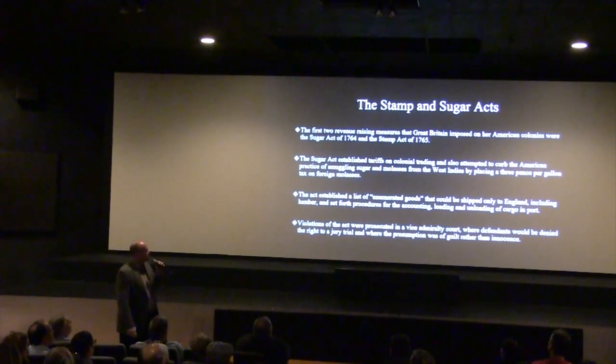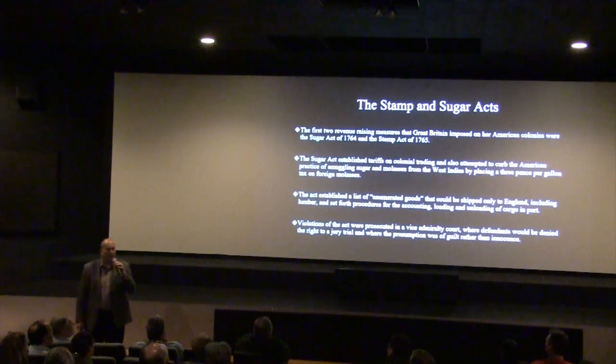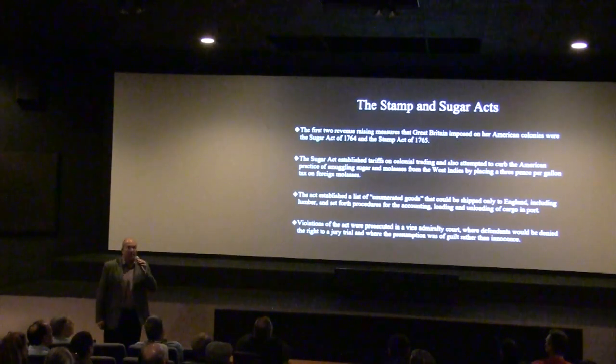Violations of this particular law were prosecuted in a vice admiralty court, not a traditional civil or criminal court from England. So you had two violations right away from the American perspective of violating civil rights. First of all, the right to a jury trial was not available in admiralty court. Secondly, there was a presumption of guilt rather than innocence.